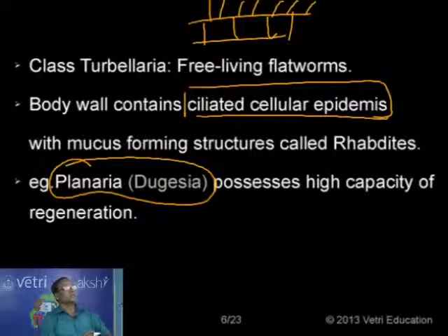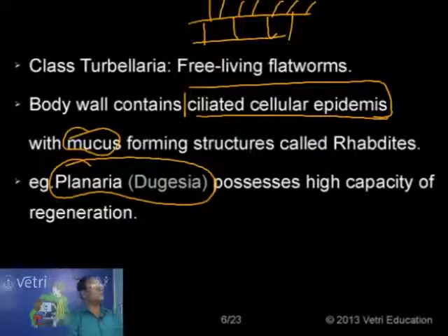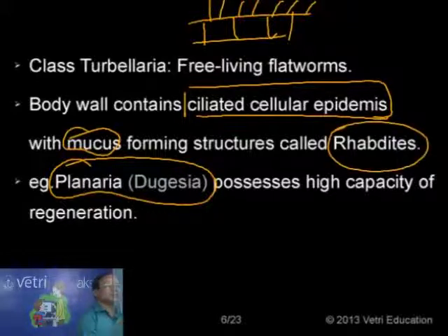And some of these cells have the ability of secreting mucus with the help of some structures present in them. Such structures responsible for secreting a viscous mucus are called rhabdites. These are not cells, but structures found in the epidermis responsible for the secretion of mucus for the gliding movement of the animal. So both the cilia and the mucus are responsible for the gliding movement of the organism, helping in locomotion. So the rhabdites are mucus secreting structures present in the epidermis.